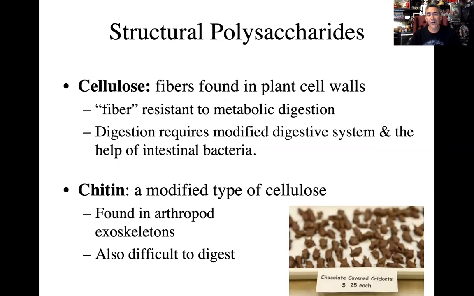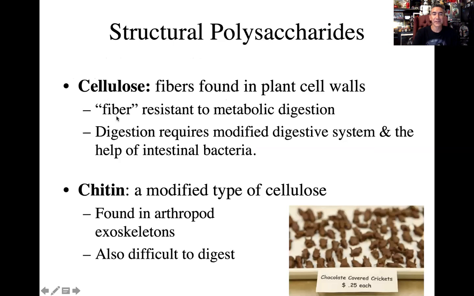There are some other carbs. I'm not going to spend too much time with these, but these are structural. These are the cellulose and chitin sort of molecules here. Cellulose being the type of carbohydrate that we find in plants, in lettuce, and that kind of stuff. Celery is a really good example.